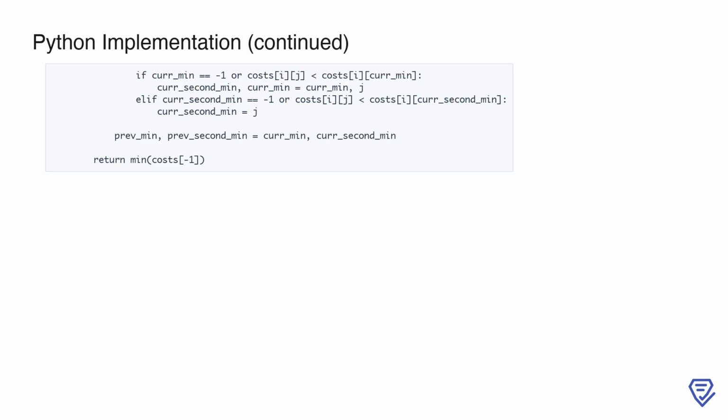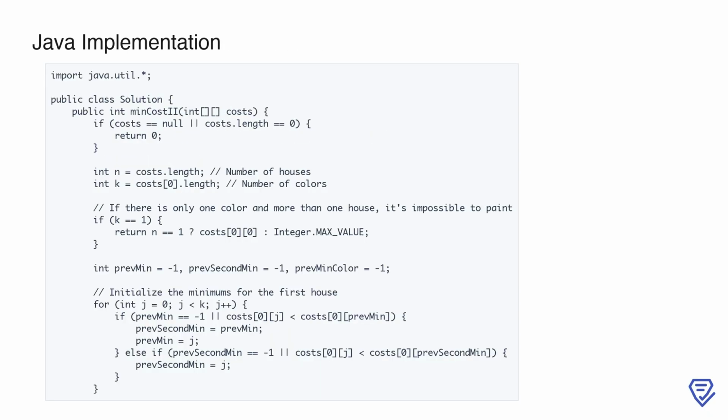Once the inner loop is complete, we update prev_min and prev_second_min for the next house. Finally, after processing all houses, we return the minimum cost from the last row of the costs matrix, which represents the minimum cost to paint all houses without violating the constraints. Here, we begin by importing the necessary utilities and defining our solution class.